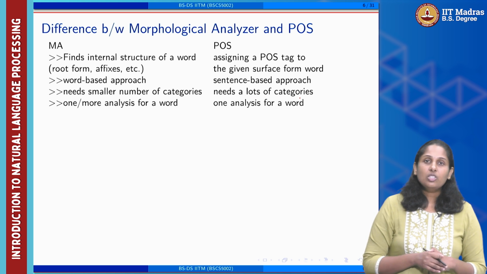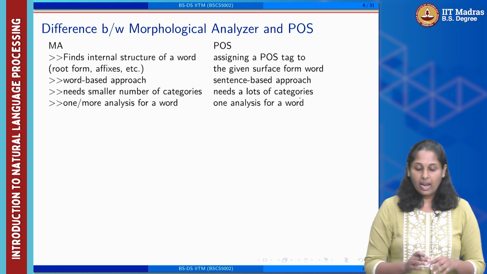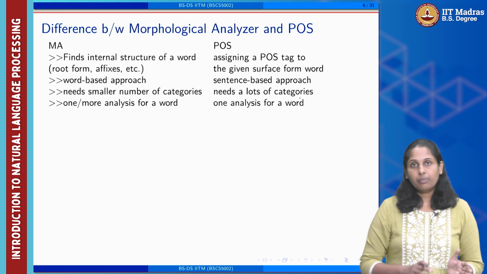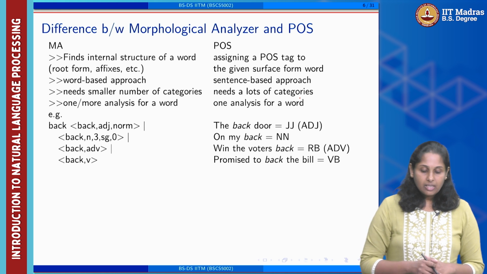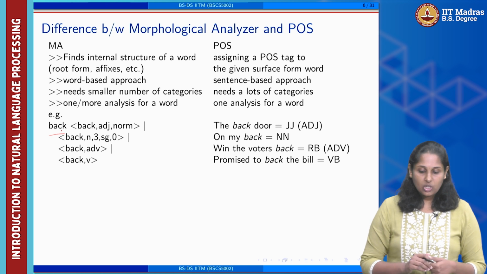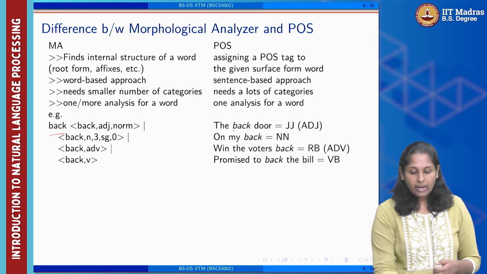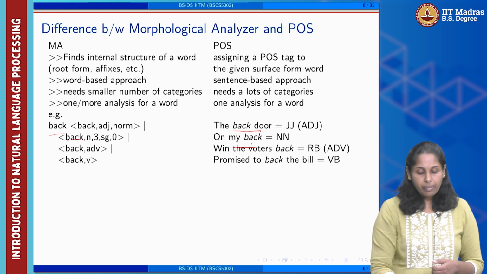And in the morphological analysis for a given word, we may get one or more analyses for a word, but in POS tagging, it is one analysis for one word. For example, if you take a word like "back", back can be an adjective as in the case of "back door". Back can be a noun as in the case of "on my back".